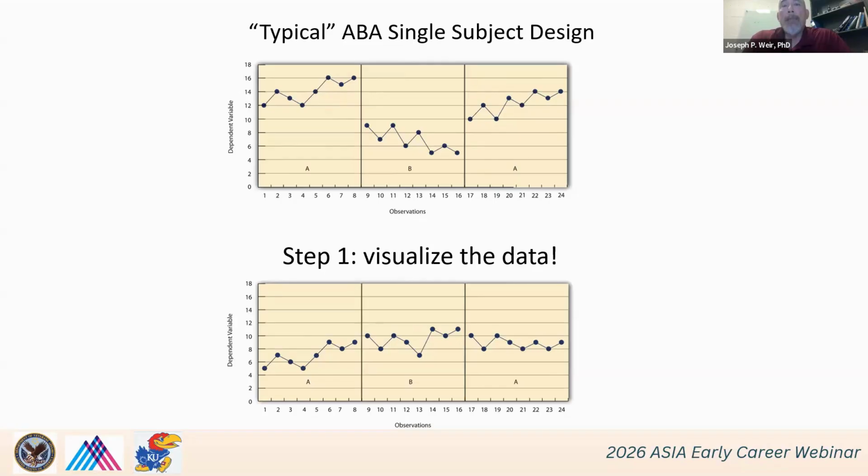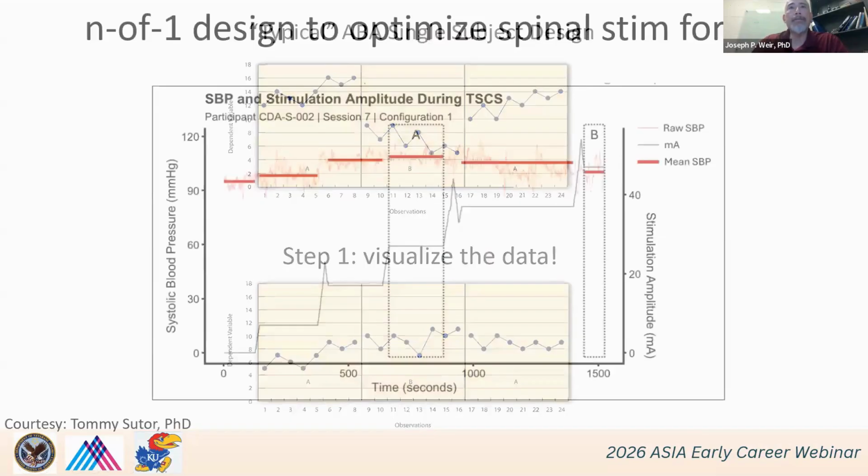So step one, whether it's single subject design research or a more traditional type of approach, is always plot the data, always visualize the data first before you even start calculating means and standard deviations. And that certainly is the important first step for single subject design.